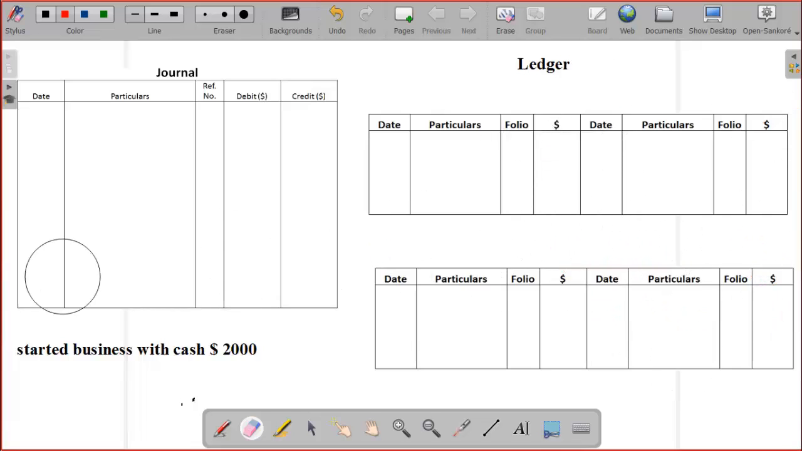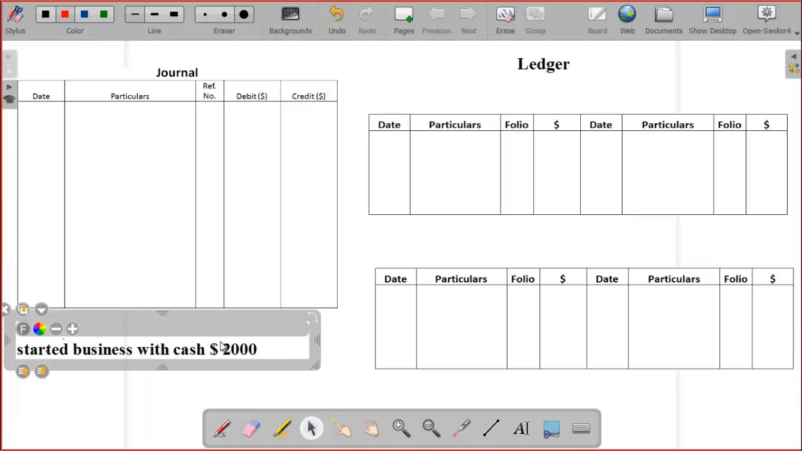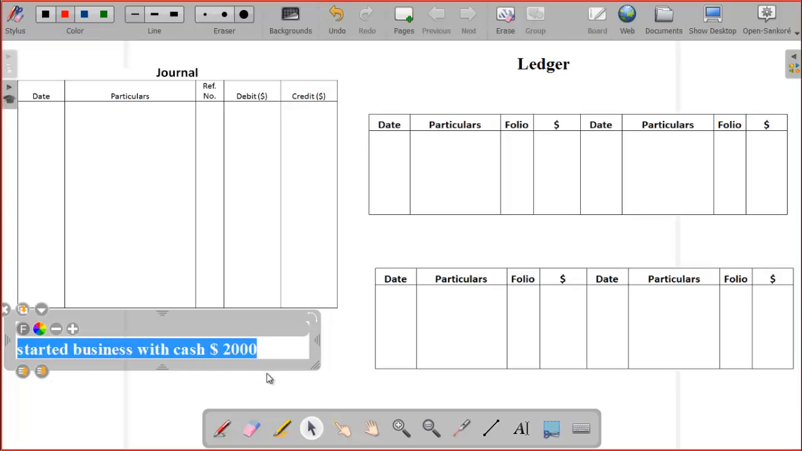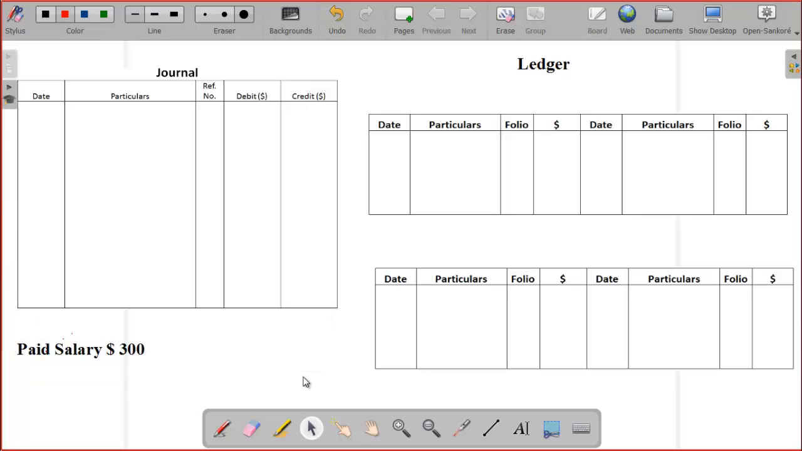Now see the new transaction I am taking. Paid salary, $300. So this is the new transaction. Now first we will record this transaction in the journal, and then we will record this transaction in the ledger.